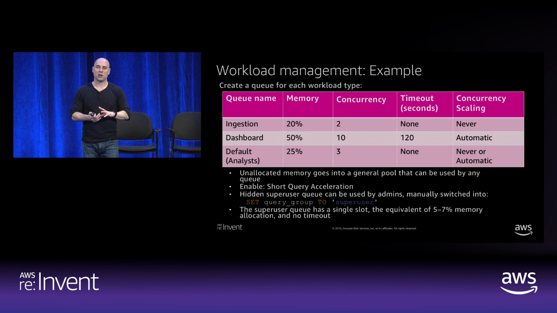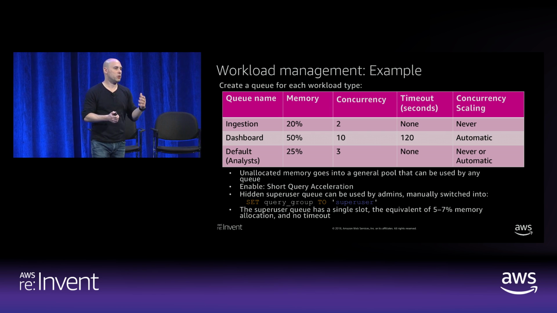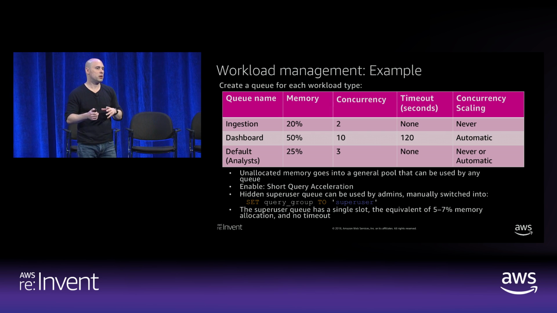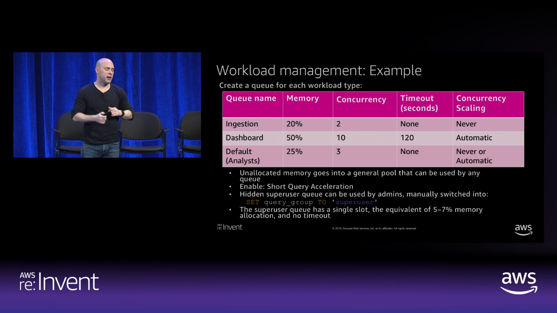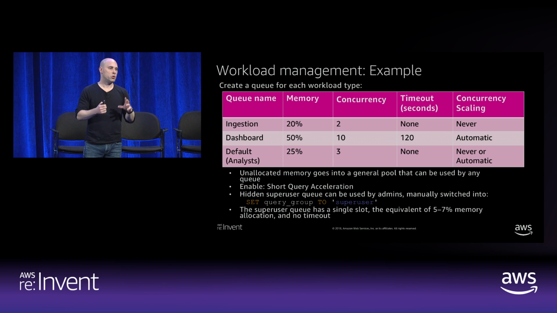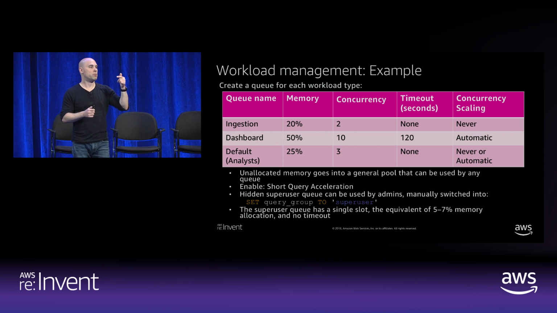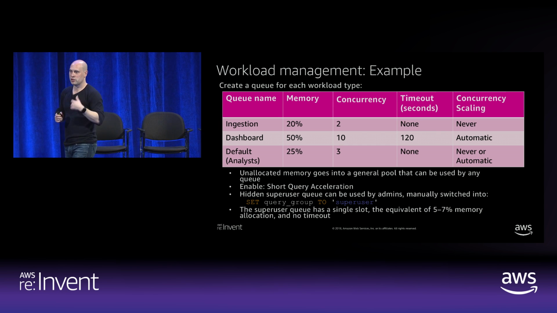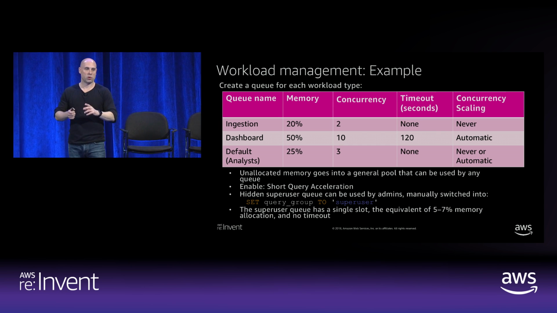The next thing is we also have what we call a super user queue. I wouldn't say it's like a totally hidden queue. It's just it's not visible in the console. So a lot of people don't realize it's there. It is in the documentation. It is a queue that anyone who is a super user can change to, but you do have to manually set that variable, and you can use this special super user queue. It's typically used for DBA type operations. Maybe you want to find out who's running what query and maybe cancel a query, something like that.